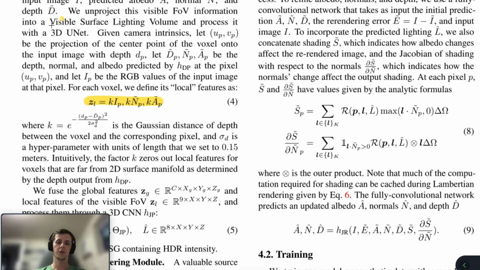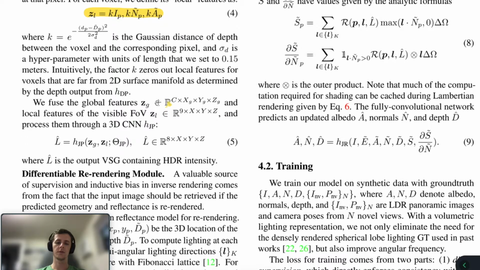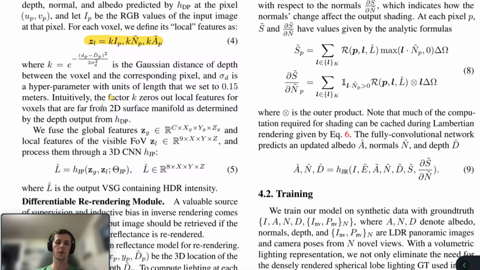All these local features are called the visible surface lighting volume, and they take those two features, the global and local features, fuse them, and give them again to another 3D CNN, which gives us our final lighting volume with this dimension here.